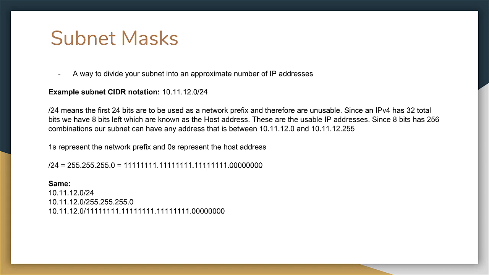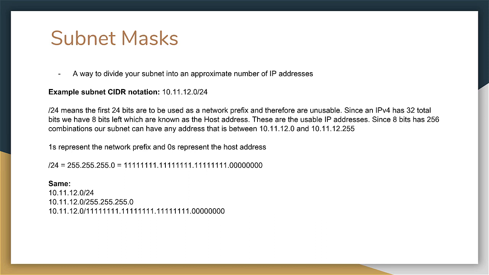VPC. So /24 basically means the first 24 bits are to be used as a network prefix and are therefore unusable. Since IPv4 has 32 total bits, we have 8 bits left, which are known as a host address, and these are the usable IP addresses for the CIDR notation. Since 8 bits has 256 combinations, our subnet therefore can be any address that is between 10.11.12.0 and 10.11.12.255, since again we start counting at 0.